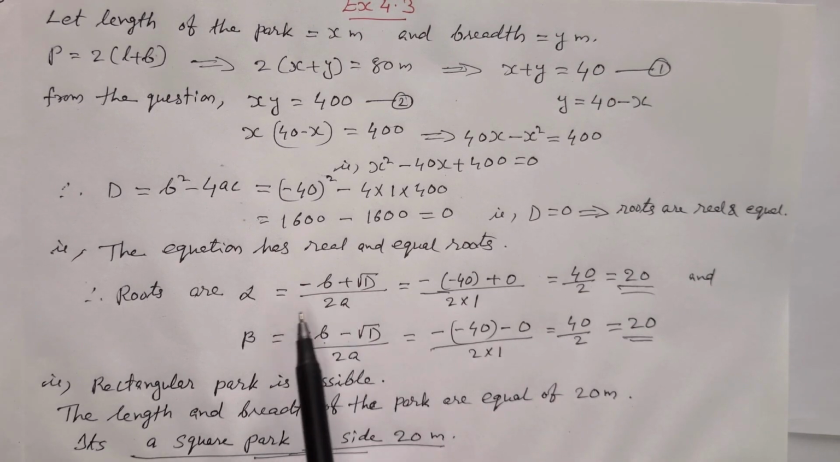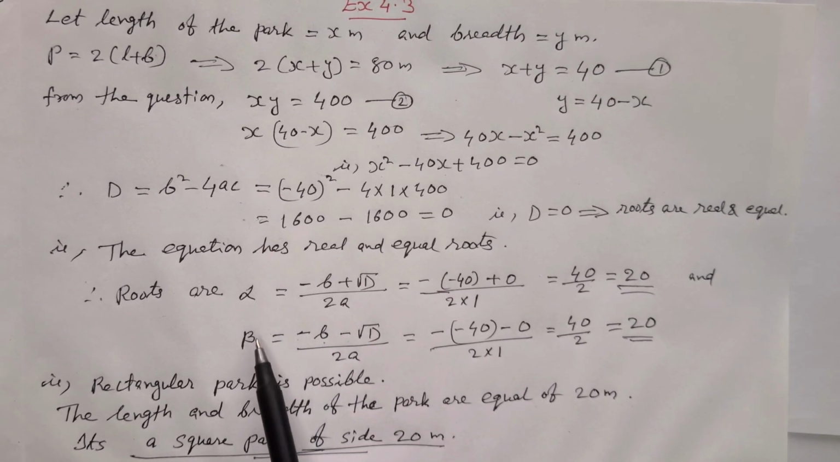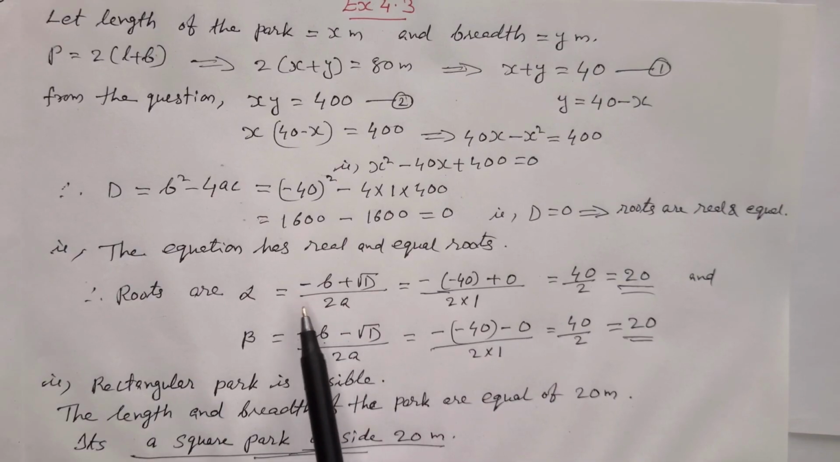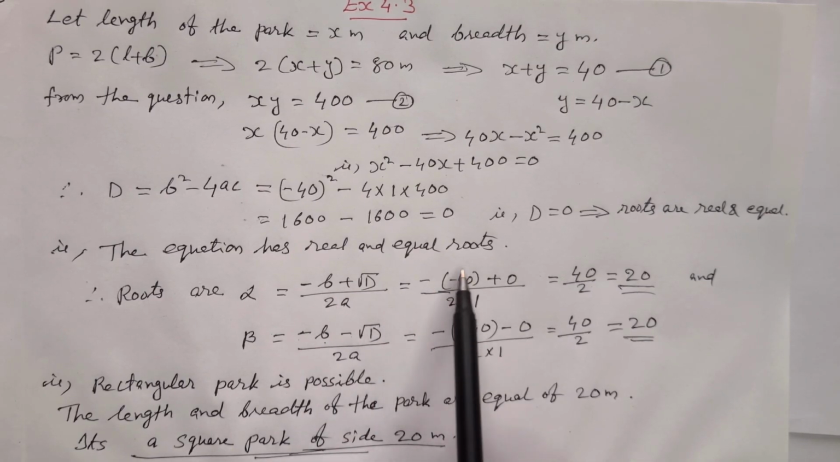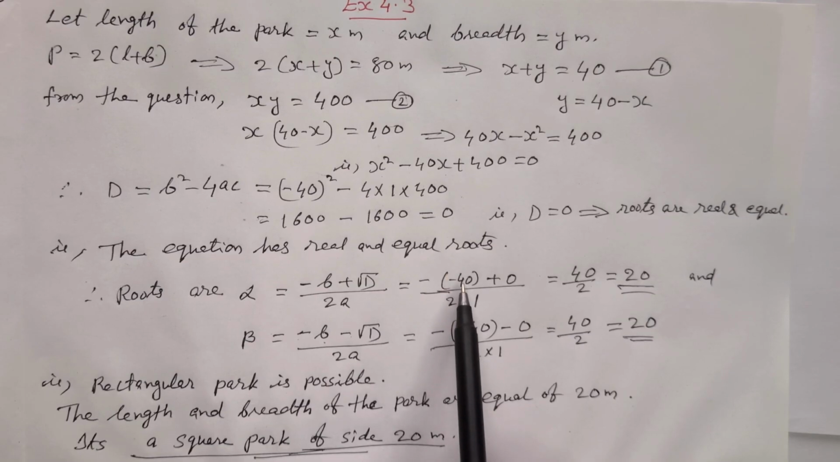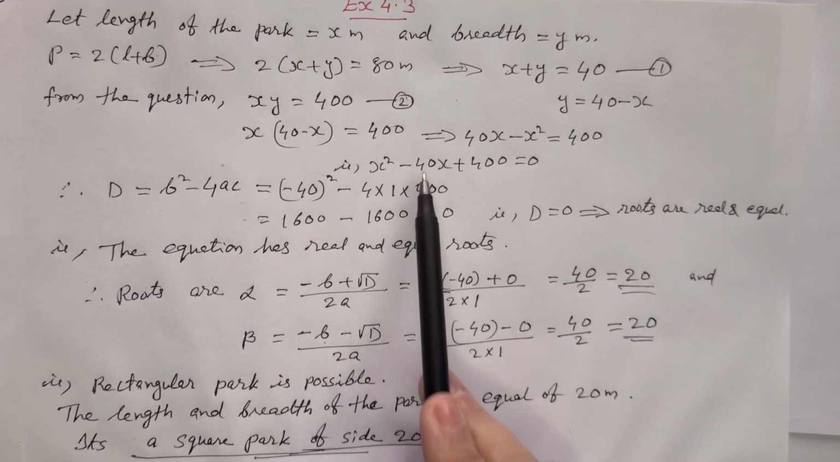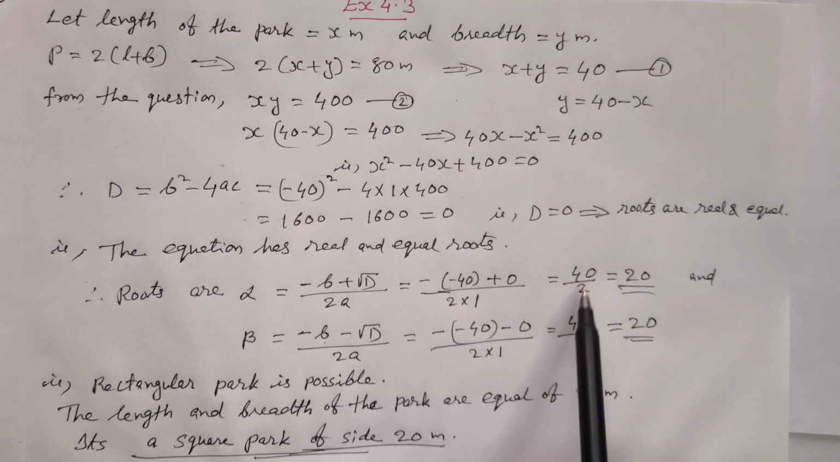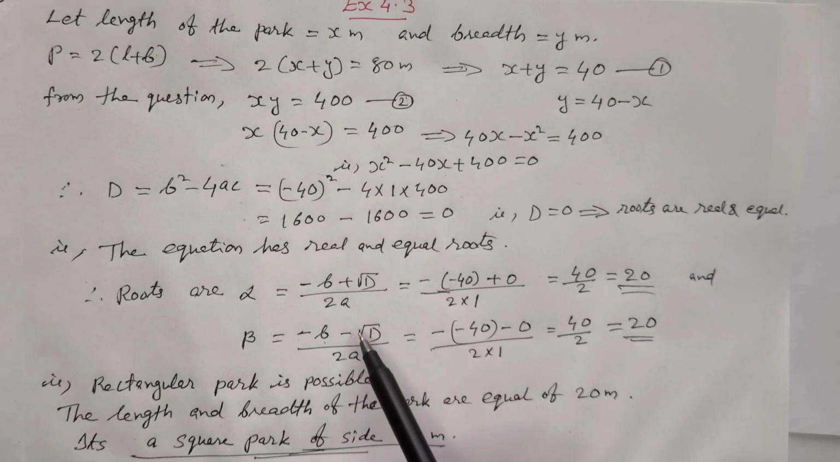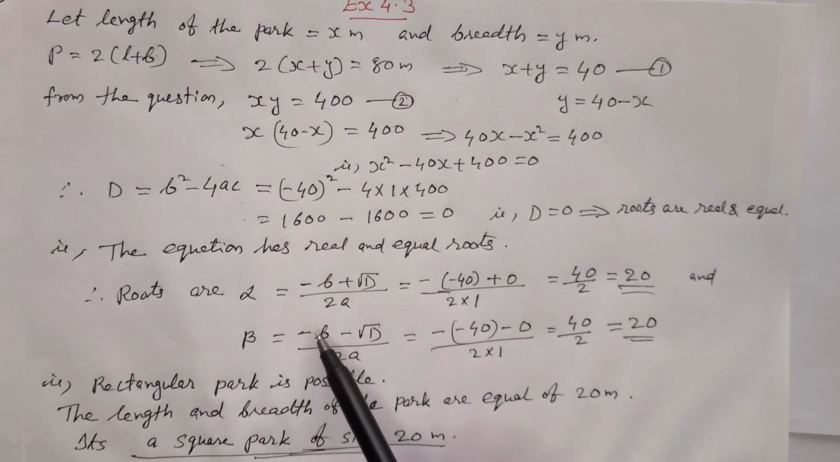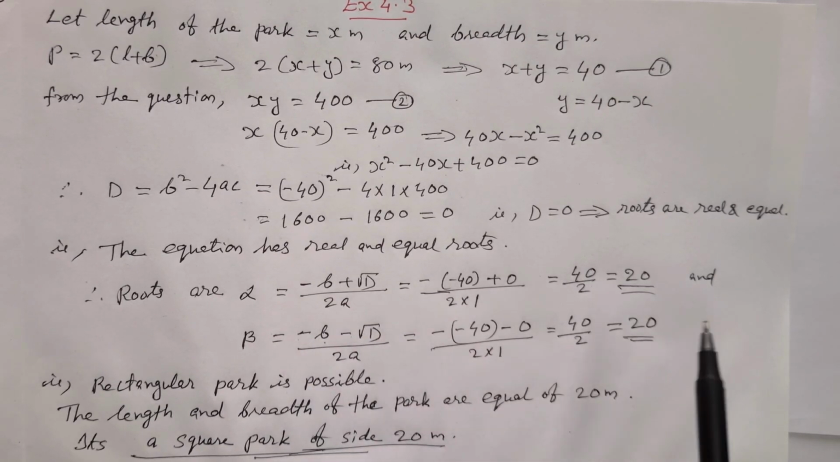So when we are finding the roots, alpha and beta, we can take the roots in general as minus b plus or minus root D by 2a. Here first we are taking the plus sign and second the minus sign. So minus b, and the value of b is minus 40 here. So minus of minus 40 by 2, that means plus 40 by 2 is equal to 20. Again D is 0, so plus or minus, it will come as equal roots with minus b by 2a. The second root also gives us the same 20.